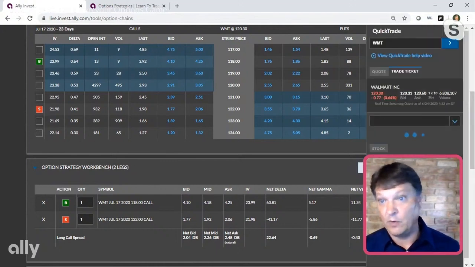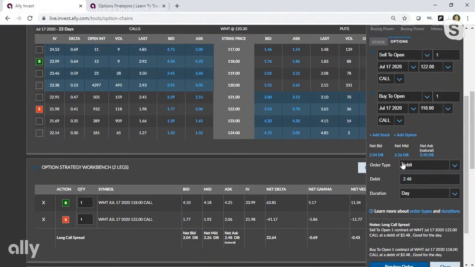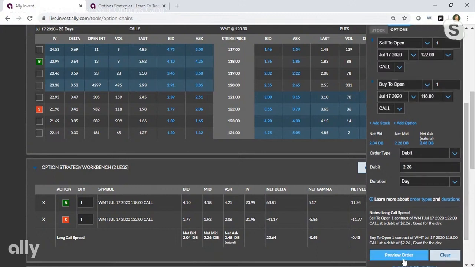We would click this button over here, and my screen's blowing up a little bit, but this is where the trade would populate. We click it like this, say we want to pay a net debit. If we want to try to fill it at the midpoint, fills are never guaranteed. We can just click on that, and that would enter the order. And if we wanted to place it, we just hit preview order. So a very simple process to look at entering that trade.